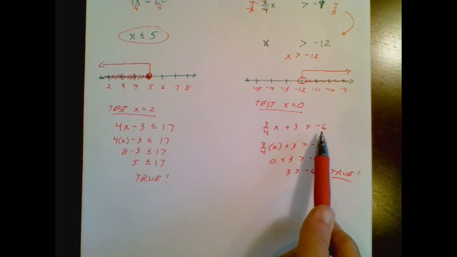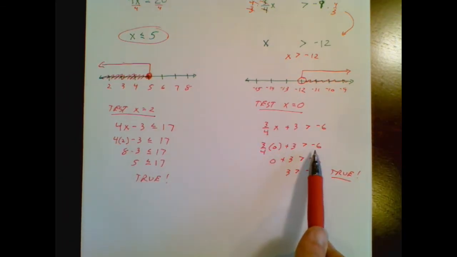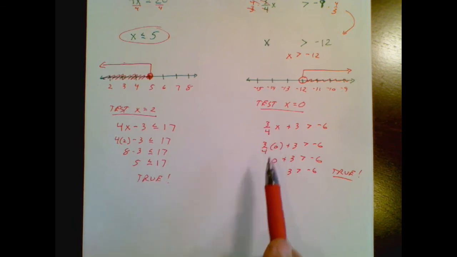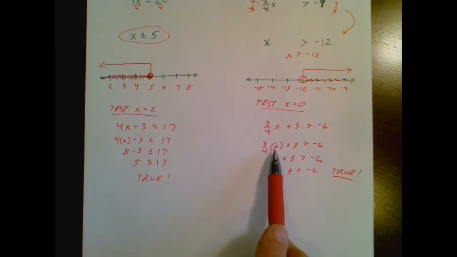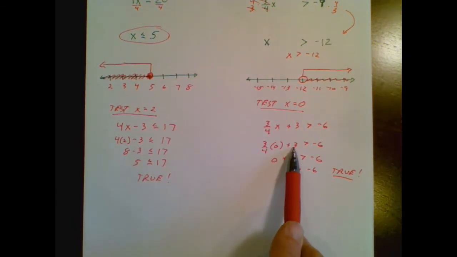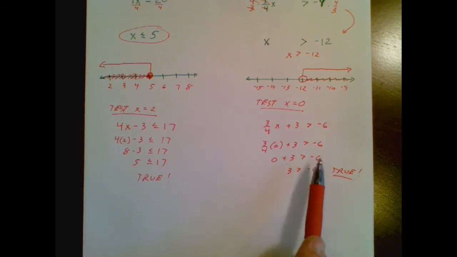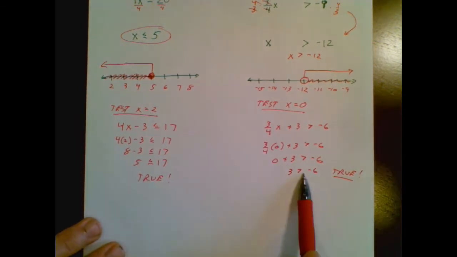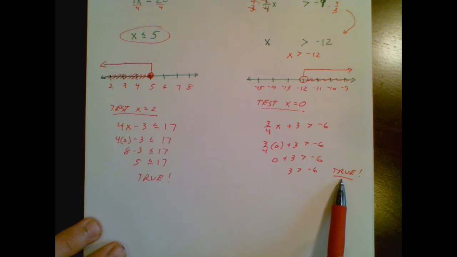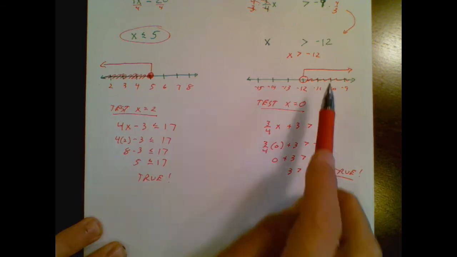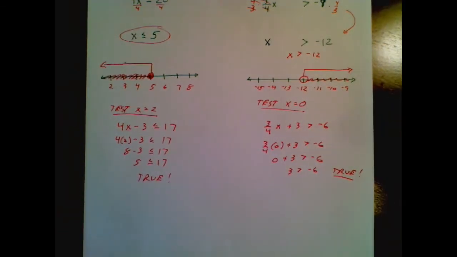So here's my original inequality. I plug in an x equals 0, and now the great thing is 3/4 times 0 is 0, so I'm just left with a 3 greater than -6. Is 3 really greater than -6? Yes, it's true. That's a good indication that I've solved this problem correctly.